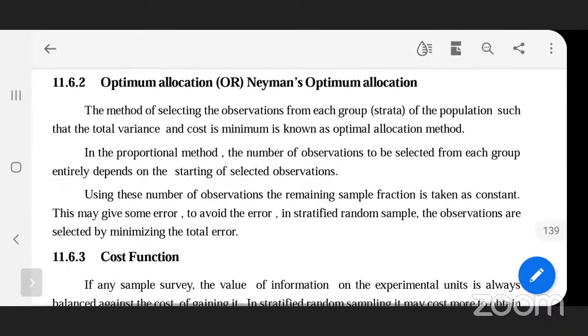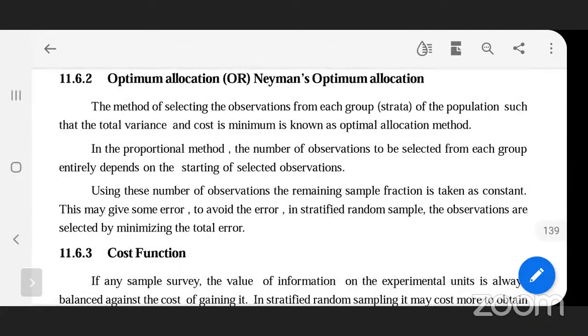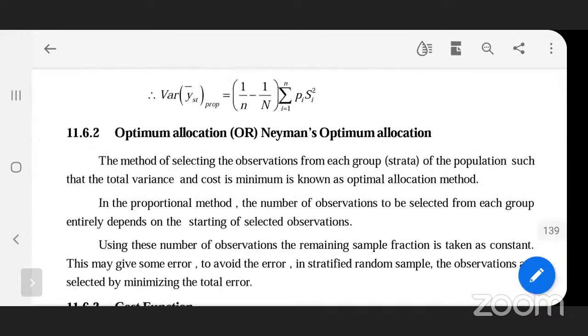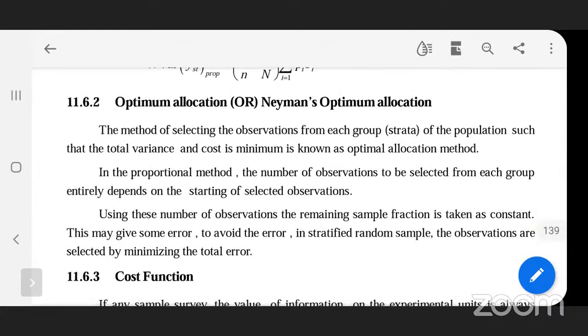This method is selected for the observations for each group. In the individual groups, the ratio previously is the same. So that is proportional, we have taken that. The proportional method was applied and the proportional variances calculated. When it comes to Neyman's optimal allocation, the variance of each group individually should be calculated and the total variances should be added. Then the cost will be the minimum. That is called the optimal allocation method.